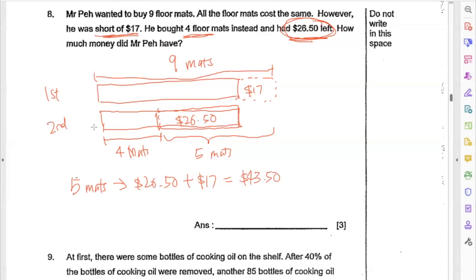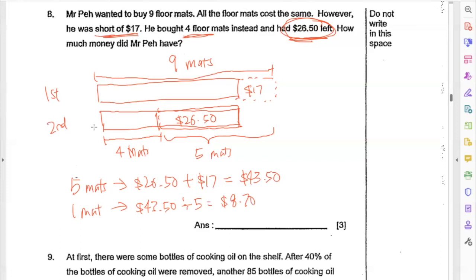So 1 floor mat will be $43.50 divided by 5. And that gives you $8.70.